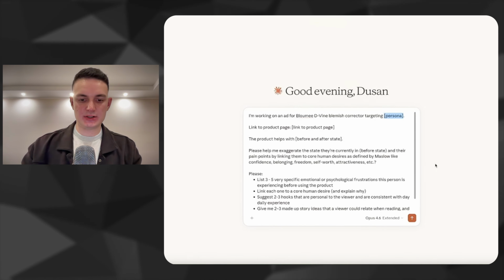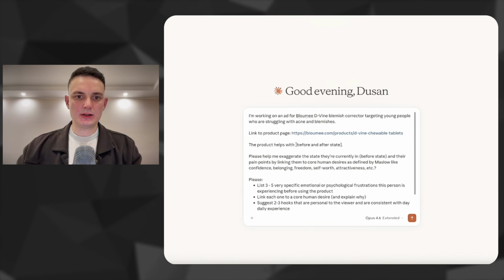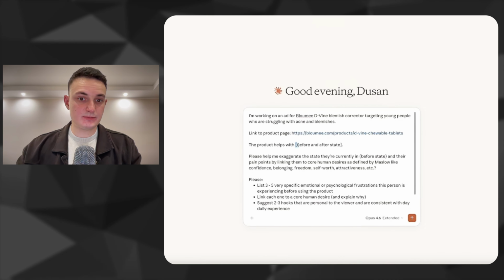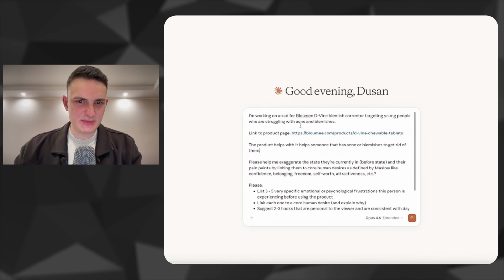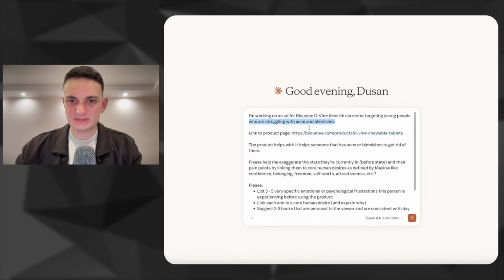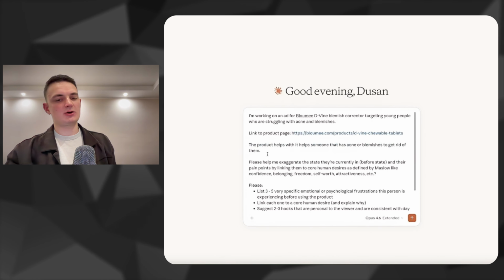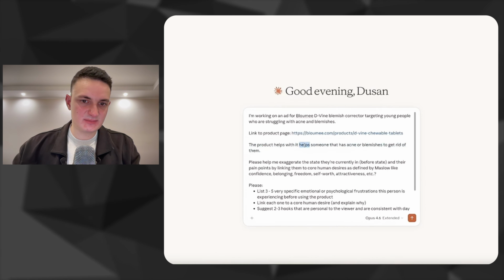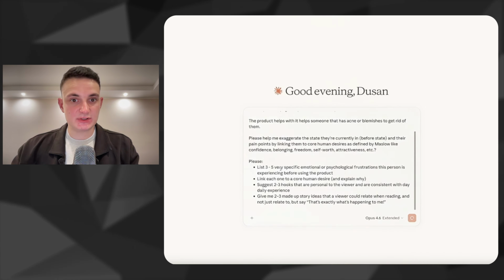We're going to say targeting young people. Next, let's link a product page, and let's briefly explain what this helps. This is pretty straightforward because this is an extremely simple product. This will be the same as this. If it was something more complicated, then you need this line here. It's redundant. And let's see what the prompt gives us.